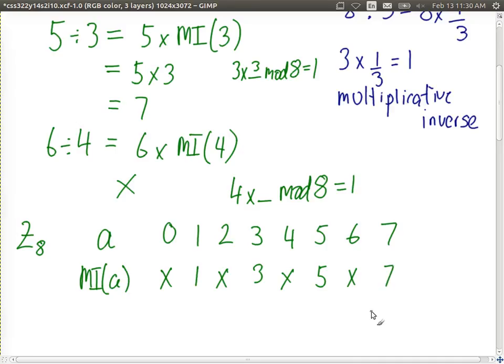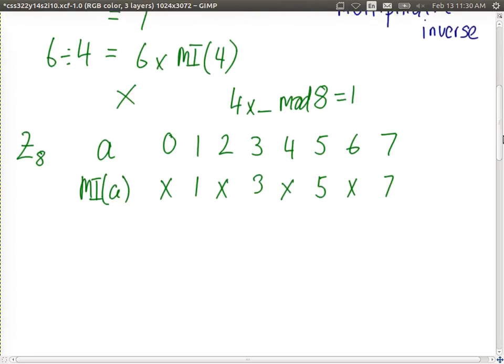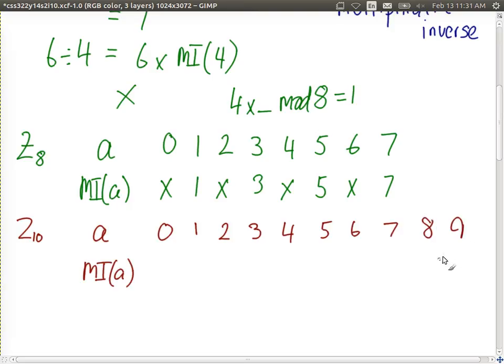First point, not every number has a multiplicative inverse in mod n. That's the first point, and it becomes important later. But in this case, Z8, we see that the numbers are multiplicative inverses of themselves. Let's see if that applies for all modulus. Let's try something else. Maybe back to, what do we have? Z10. Back to mod 10. Find the multiplicative inverses.